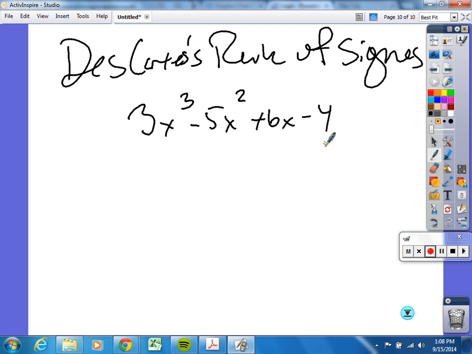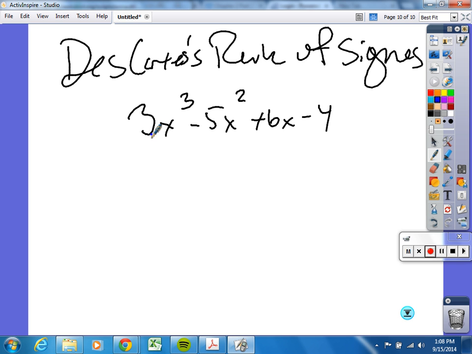Crying. Okay, so here's an equation. Now, this Descartes' rule of signs tells us this. It tells us how many positive zeros we're going to have and how many negative zeros we're going to have. Okay? Here's the rule. Look at the equation. How many times does my sign change as I go from coefficient to coefficient?